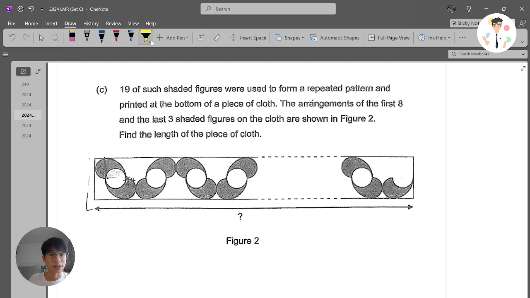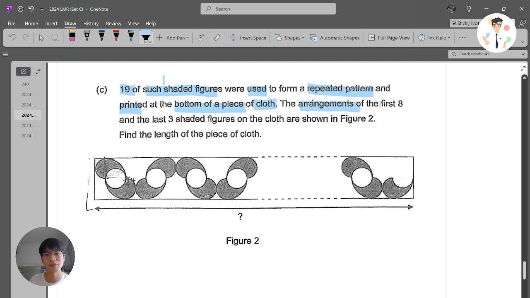19 of such shaded figures were used to form a repeated pattern and printed at the bottom of a piece of cloth. The arrangement of the first 8 and the last 3 shaded figures on the cloth are shown in the figure 2. Find the length of the piece of cloth.